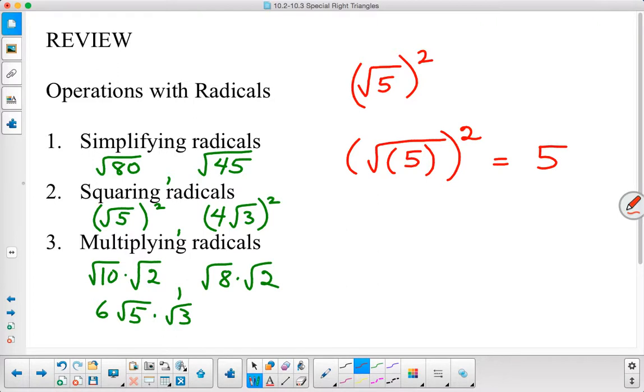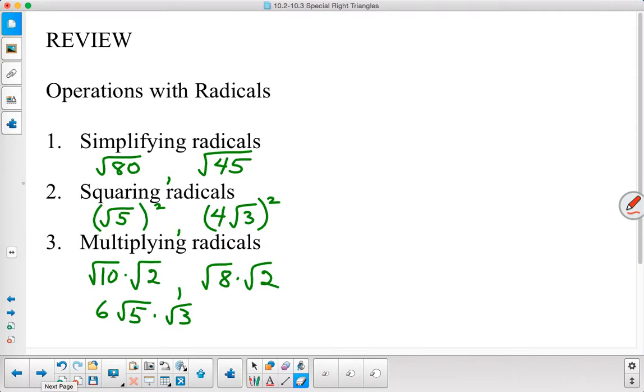Why does that really equal 5? Well, it's the square root of 5 times the square root of 5, which is the square root of 25. That's a perfect square, which is 5. So squaring a square root, you end up with that radicand number.